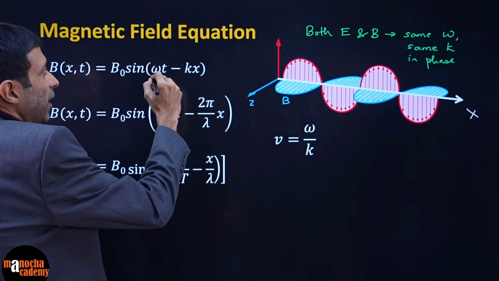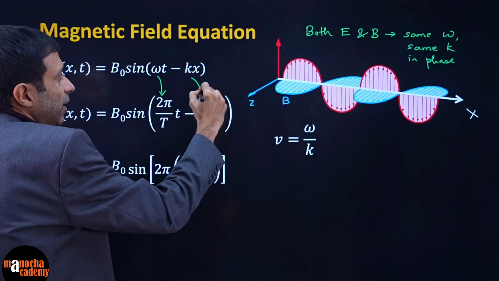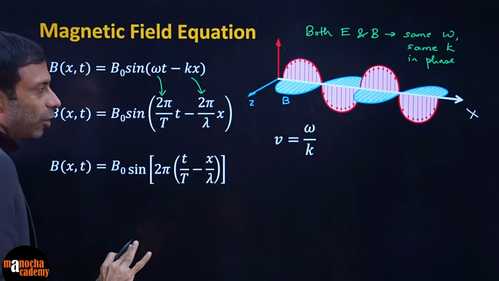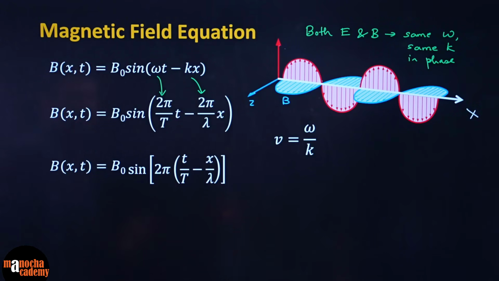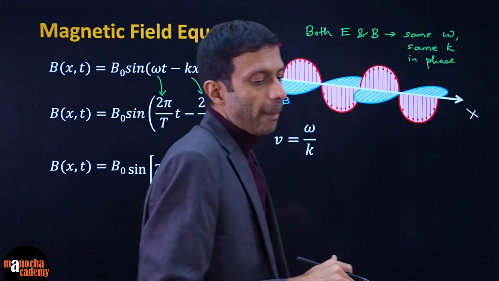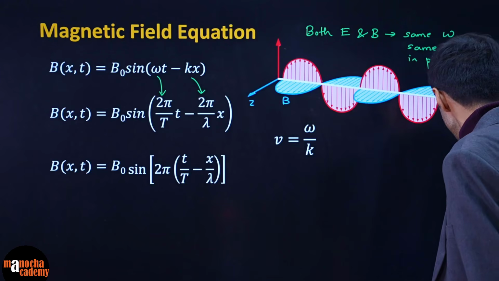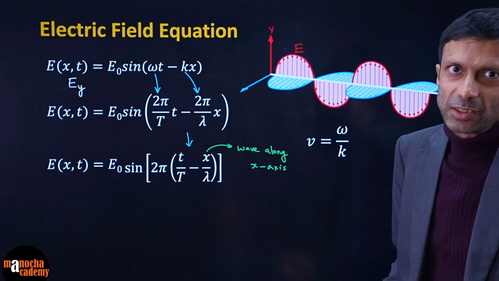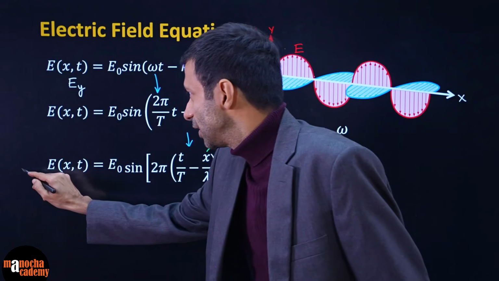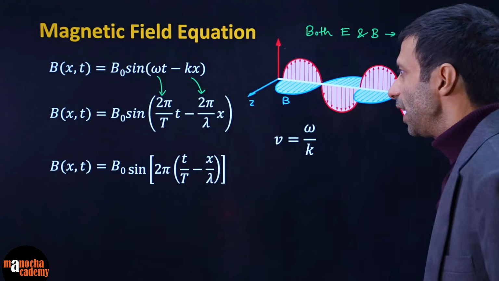And now you can see the omega will be this thing, 2 pi by T, same thing, I've just repeated it, take it in common. Nothing great here, okay? So this is the equation of the magnetic field. Clear? So what is really the equation of the electromagnetic wave? Actually both of these, right? So electromagnetic wave is this and this.